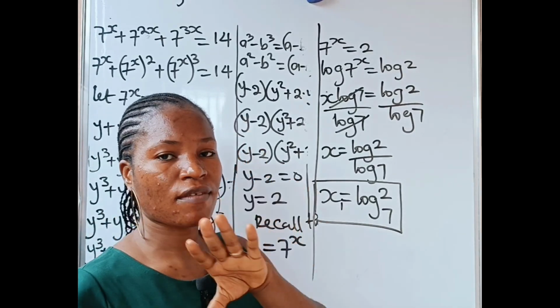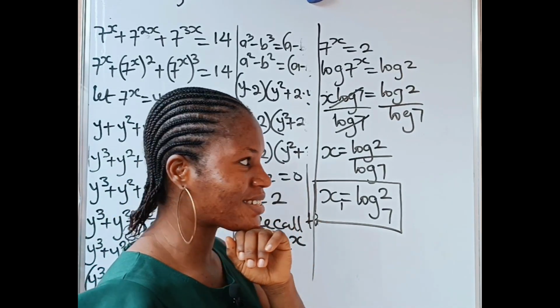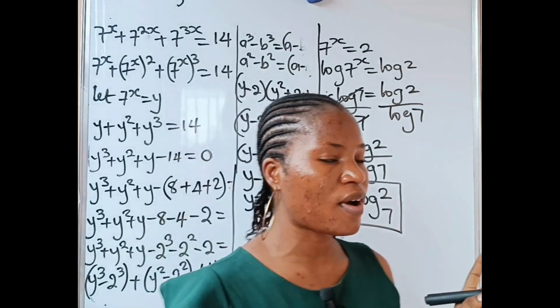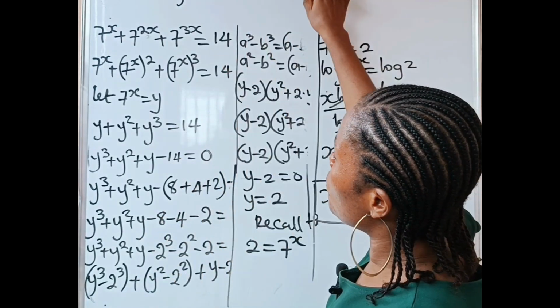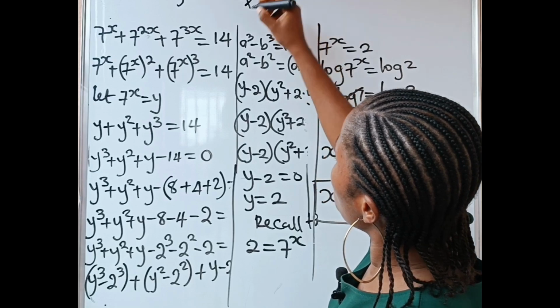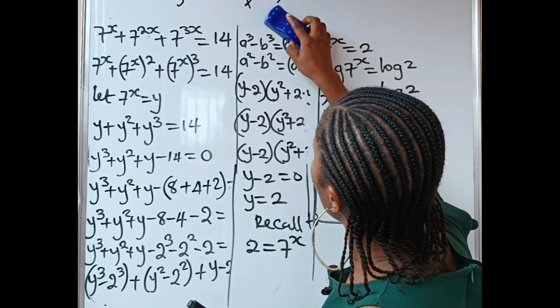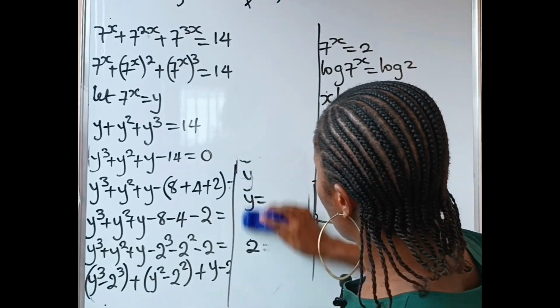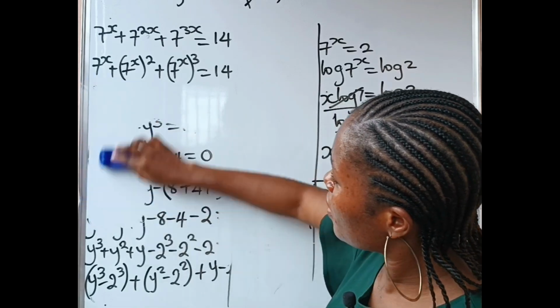Now recall that we have another x to solve. So the second value of x, we are going to prove it now. 7 to the power of x is equal to y. I'm writing down what I need to get the value of x.